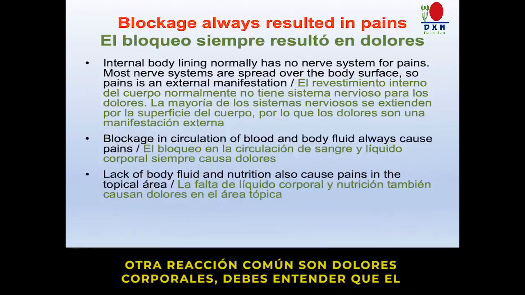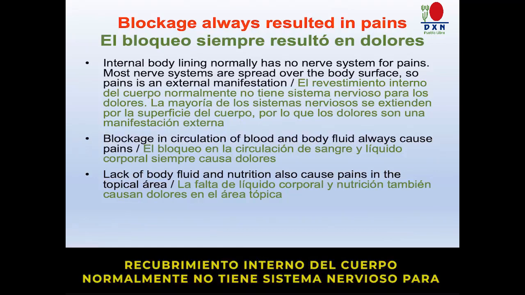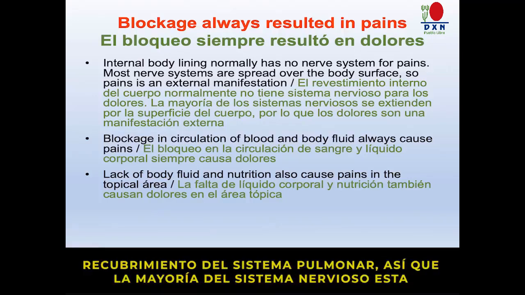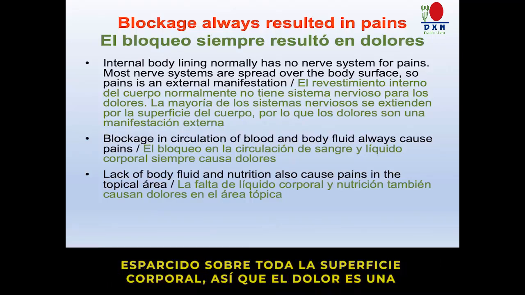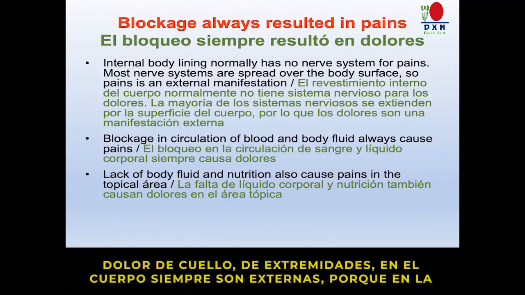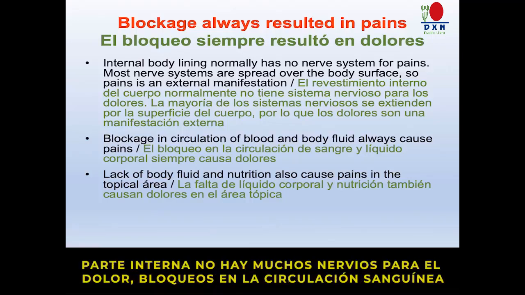Another common reaction is the pains, body pains. Now, you must understand, our internal body lining normally has no nerve system for pains. So, for example, the lining of the gastrointestinal system, the lining of the lungs, everything. So this nerve system is spread over the body surface. So pain is basically an external manifestation. So whenever there's any pain, like headache, stiff neck, pains in the limbs and the body, it's always external. Because inside the body there are not too many painful nerves around.